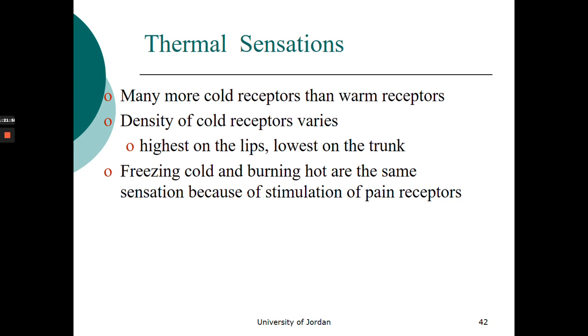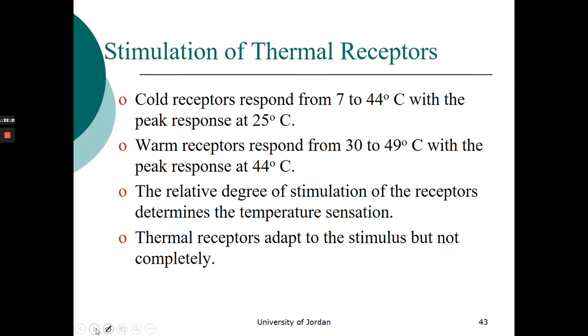Freezing cold and burning hot are the same sensation because of the pain. Freezing cold and burning hot are going to stimulate pain receptors. So pain receptors from freezing cold or from burning hot are stimulated, and in that case they are going to produce pain. Now, cold receptors respond to temperature from 7 to 45 degrees centigrade with a peak response of around 45 degrees. Warm receptors respond to temperature from 30 to 49 with a peak response around 44 or 45 that might cause even pain there. The relative degree of stimulation of the receptors determines the temperature sensation.